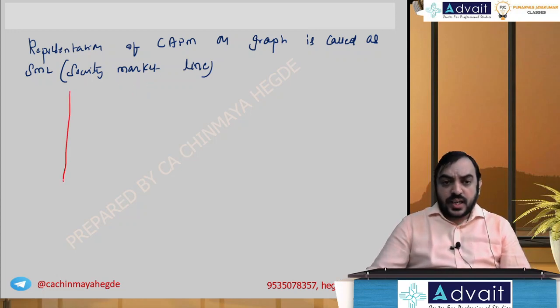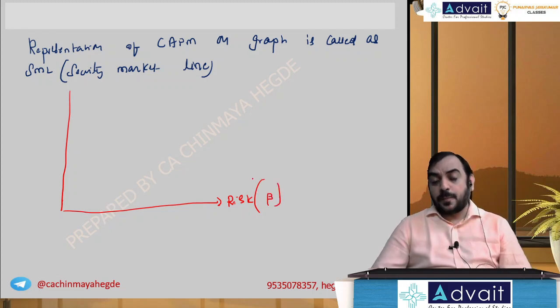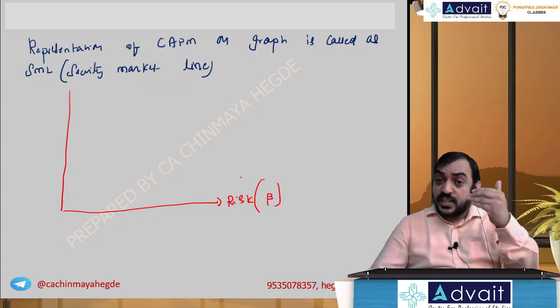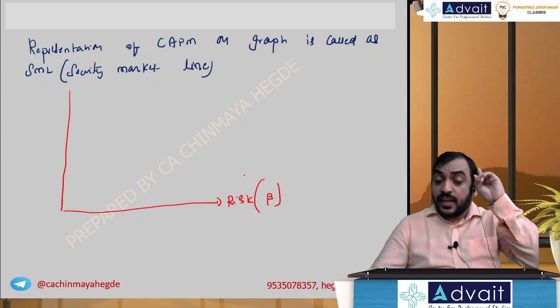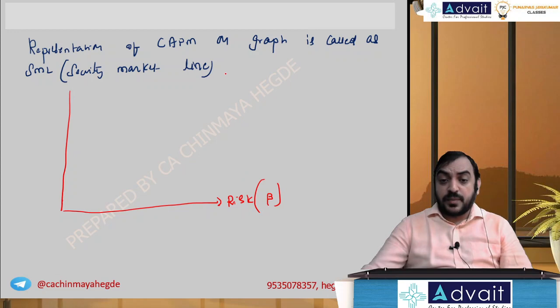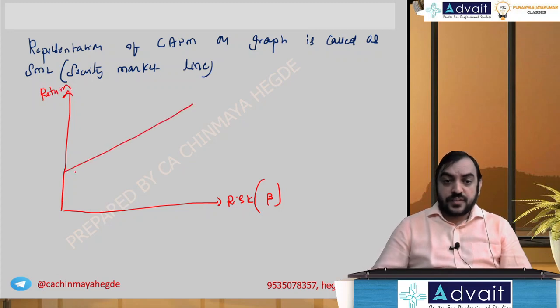So if I draw a graph, this is risk, and to be specific, I represent it as beta. That is, I am measuring systematic risk. In the capital market line, it was standard deviation, total risk. But in the security market line, SML, it is beta, systematic risk. And this is of course return. And I draw a graph. This is 0. Starting point is RF.